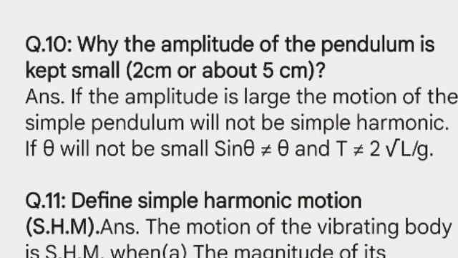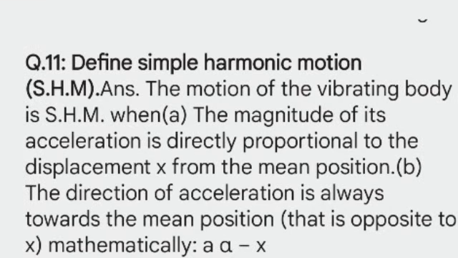And next question: why is the amplitude of the pendulum kept small? Answer: because if the amplitude is large, the motion of the simple pendulum will not be simple harmonic. If theta is not small, then sin theta is not equal to theta. Next question: define simple harmonic motion. Answer: in the motion or vibration of the body, the magnitude of acceleration is directly proportional to the displacement x from the mean position. The direction of acceleration is always towards the mean position.